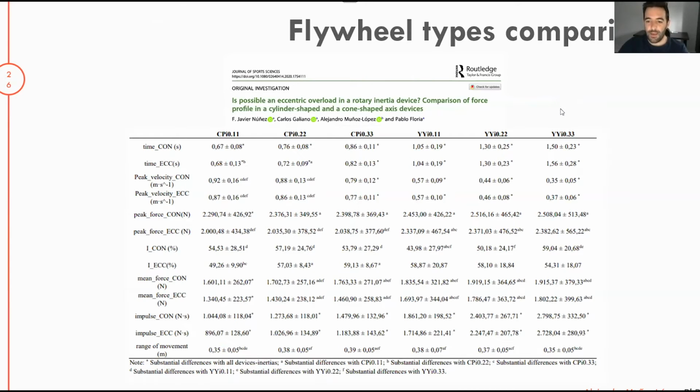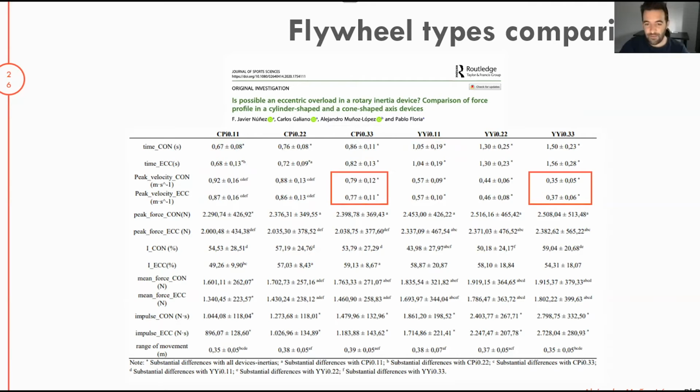Also, once we know the mechanics comparing isoinertial to flywheel, we need to understand the mechanics comparing the two kinds of devices, the conical pulley, and here it's the yo-yo, which is a horizontal cylinder. So when we used, and we published on this research, the same moments of inertia exactly on both devices in the squat, we see how, first of all, the time of the concentric and the eccentric phase is dramatically different. Almost 60% of the time in both phases in the conical pulley compared to the horizontal cylinder.